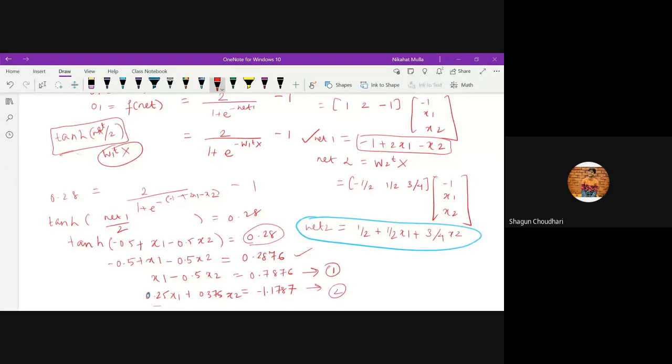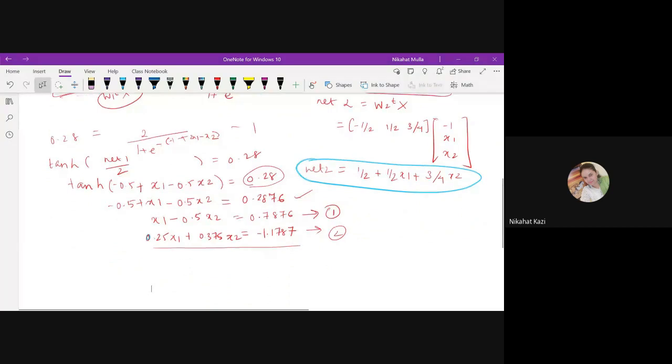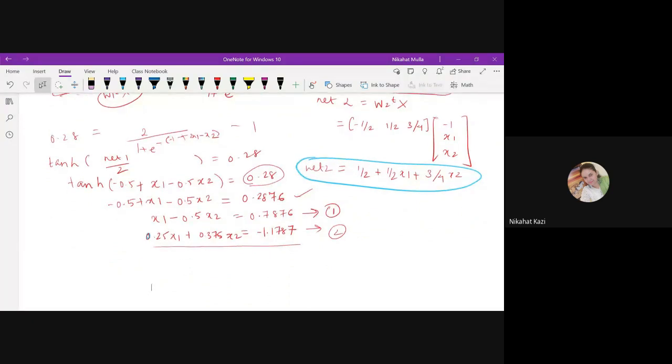Okay. So what is the answer? You have to solve these two equations to get x1 and x2. What is x1 and x2 then? So such kind of a problem can be asked. Anything, you can vary the activation function. Are you getting it now, Harsh? You were asking yesterday.